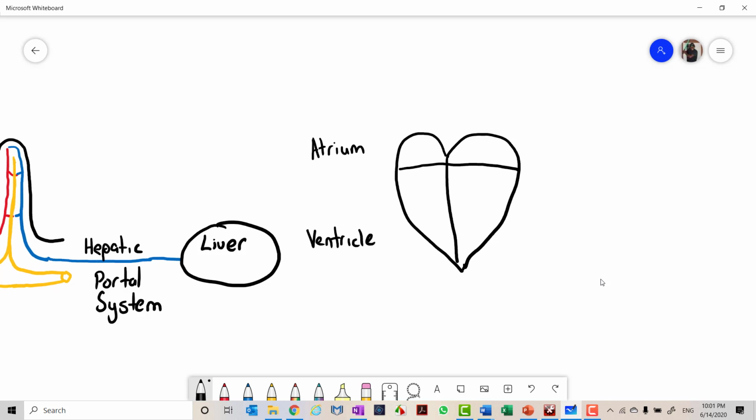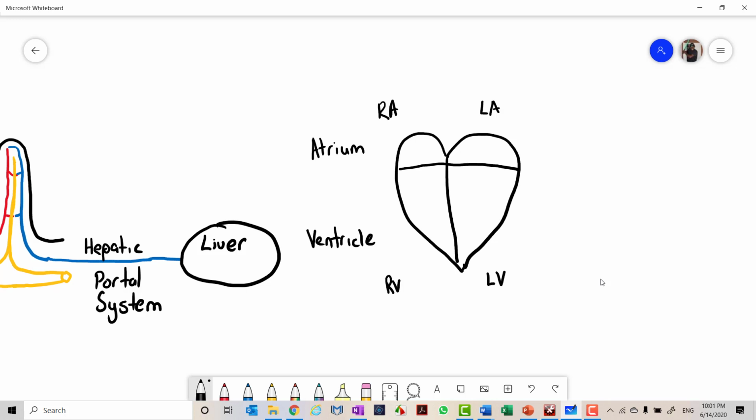Now, when you're identifying any part of the body, it is whatever is facing you. So when you identify left and right, you identify it based on whatever's facing you, not your own self looking at it. So this is your left atrium. This is the left ventricle. This is the right atrium, and this is the right ventricle.